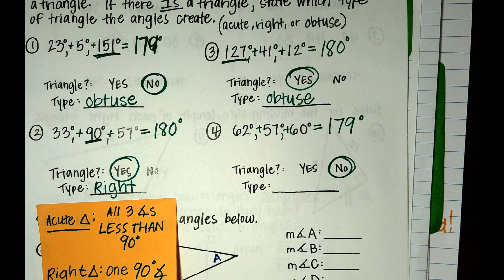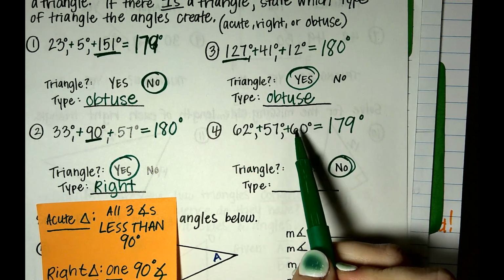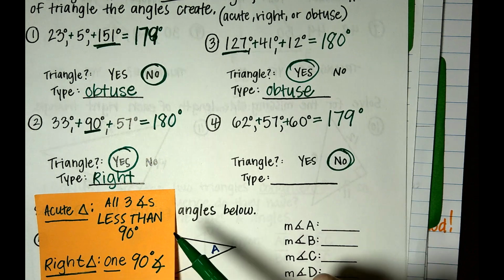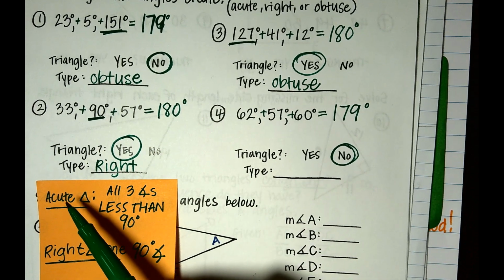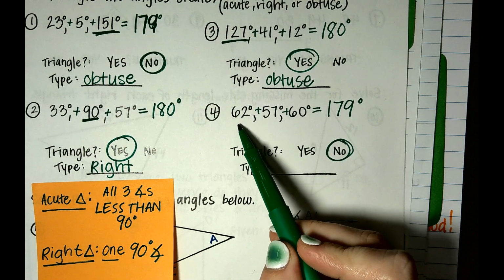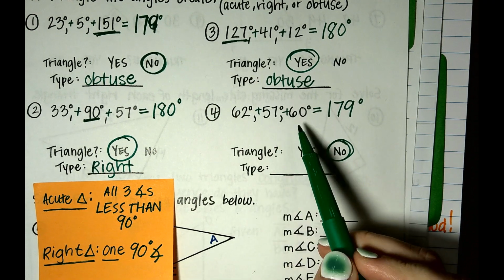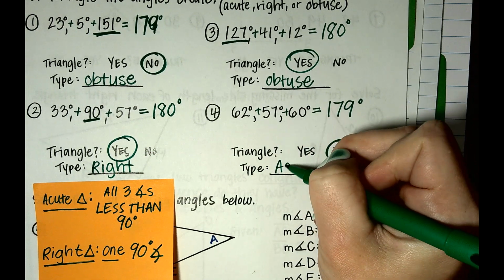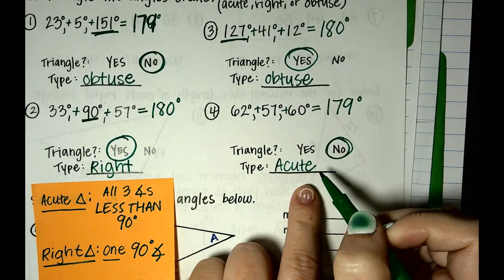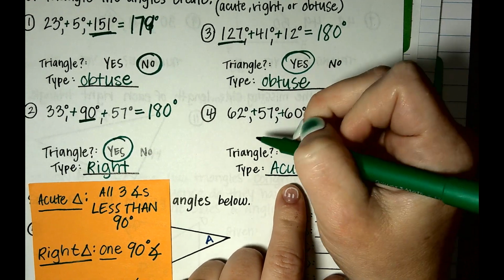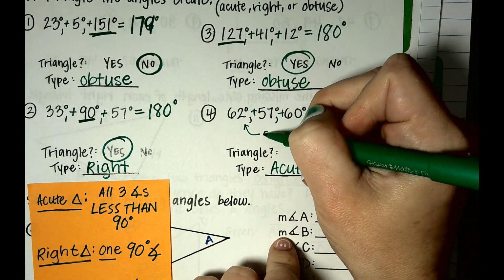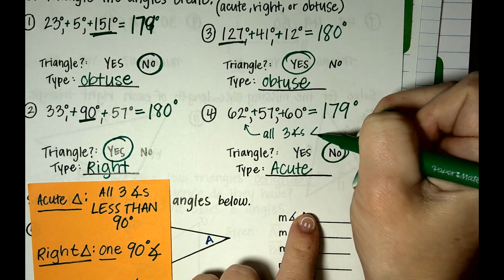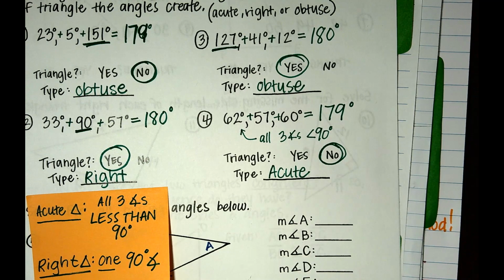I hear a couple different types. Let's see. Are any of these more than 90 or 90? Less than 90. They're all less than 90. So this is acute. 62 is less than 90. 57 is less than 90. 60 is less than 90. If all 3 are less than 90, this would be acute. And if it helps to write that explanation, you could say on this question, all 3 angles less than 90.